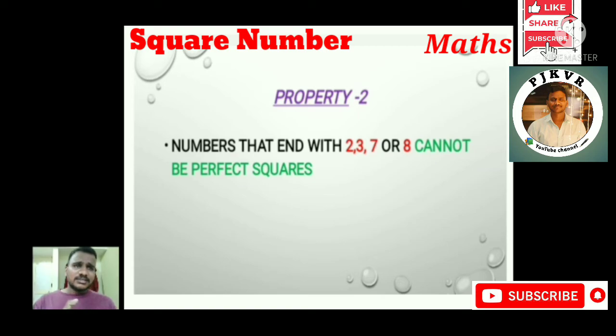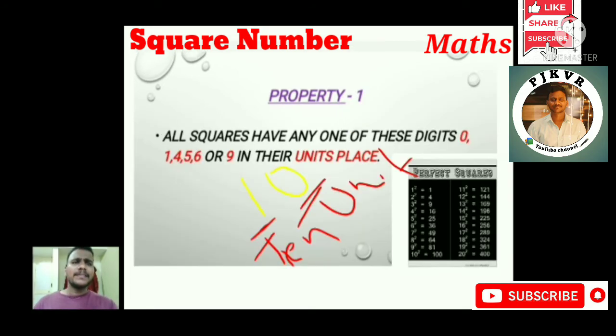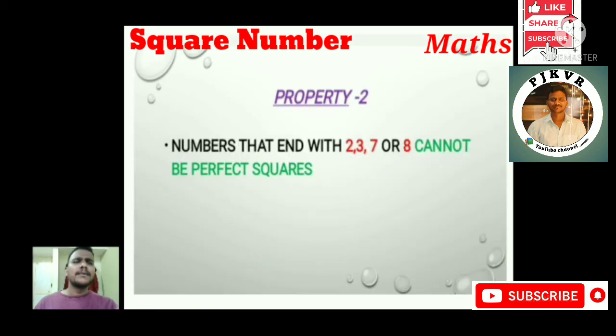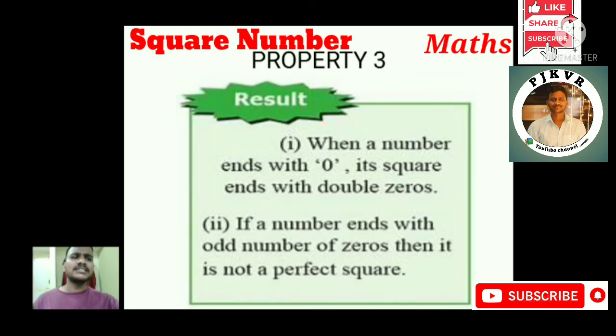Suppose the unit place: a perfect square ends with only 0, 1, 4, 5, 6 or 9 in the unit place, then it is a square number, but if the unit place has 3, 2, 7 or 8, it cannot be a perfect square. Do you understand?